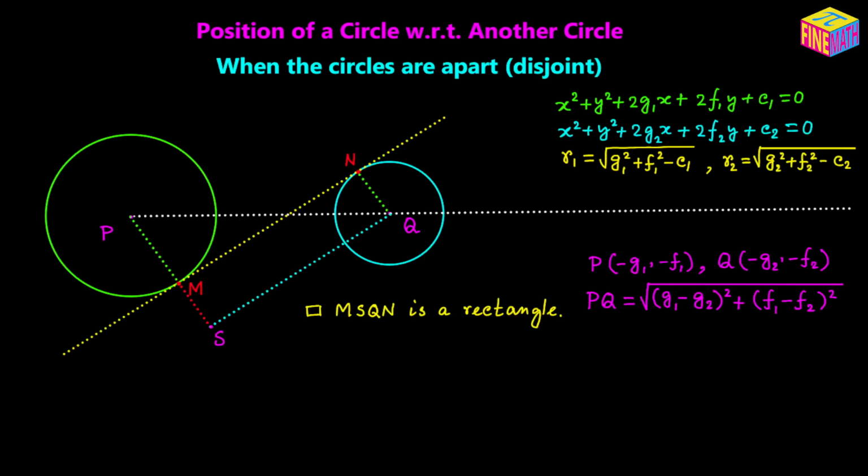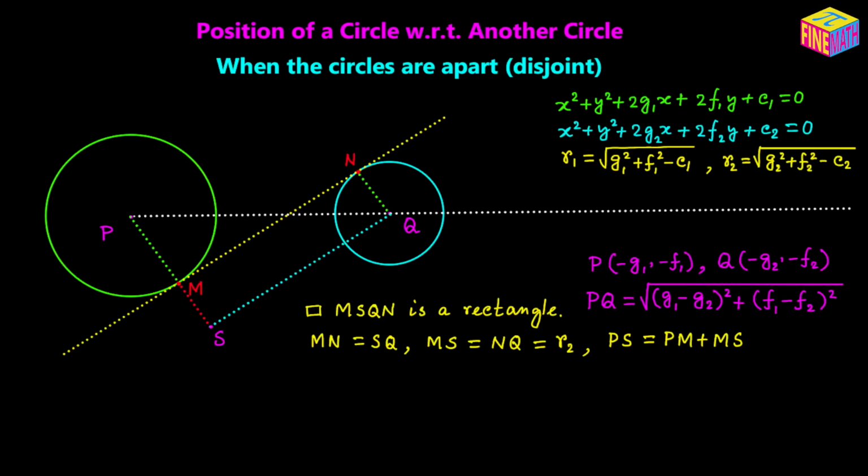Because PM and QN are parallel, and I have extended PM up to S, and PM is perpendicular to MN. So this quadrilateral has opposite sides parallel and one angle 90 degrees, and in fact all of those angles will be 90 degree angles. So we have a parallelogram with 90 degree angles. That means it is a rectangle. And from here we can say then MN will be equal to SQ, and also MS will be equal to NQ, which will be equal to R sub 2.